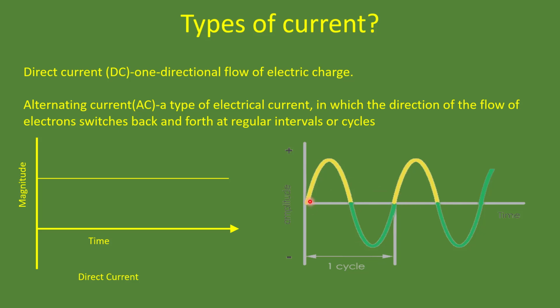So in this scenario, we can say electrons oscillate in their position. Electrons are moving forward and backward. Electrons are not actually moving from one end to the other. They just oscillate, or move to and fro, from their original position. This is the alternating current.